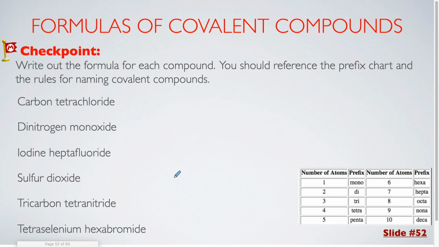All right, we are going to wrap things up here by going through examples of names to formulas. For my first one, I have carbon tetrachloride. If there's no prefix, that's the same as mono, 1. So I have a single carbon. Tetrachloride means that I have 4 chlorines, Cl4. Dinitrogen means that I have 2 nitrogens. Mono means 1, so I have a single oxygen. Iodine, no prefix, so I just have 1. Hepta means 7, so F7.